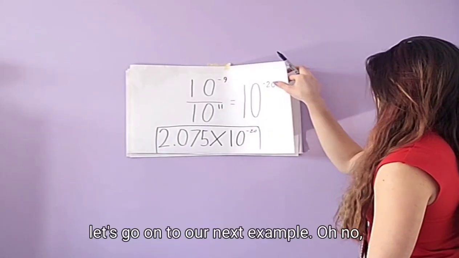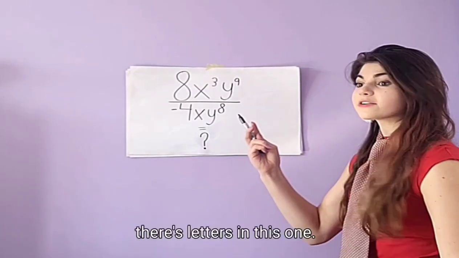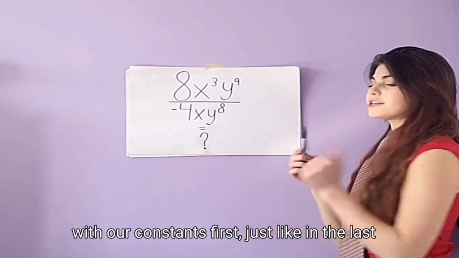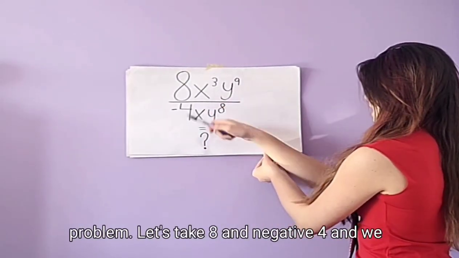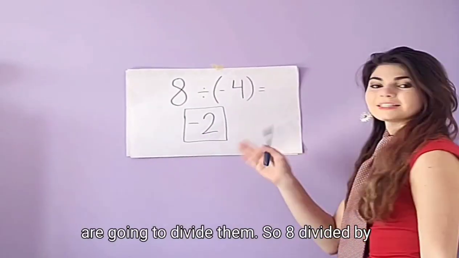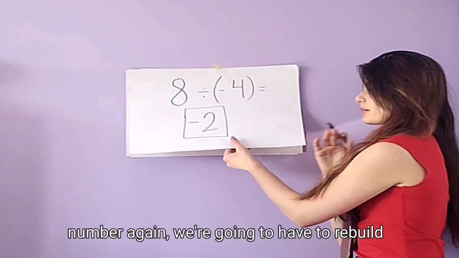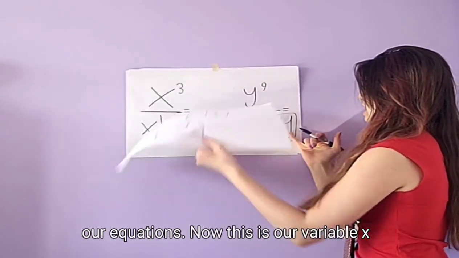Now, let's go on to our next example. Oh no, there's letters in this one. Letters? So, let's deal with our constants first, just like in the last problem. Let's take 8 and negative 4, and we're going to divide them. So, 8 divided by negative 4 is negative 2. Now, remember that number again. We're going to have to rebuild our equations.